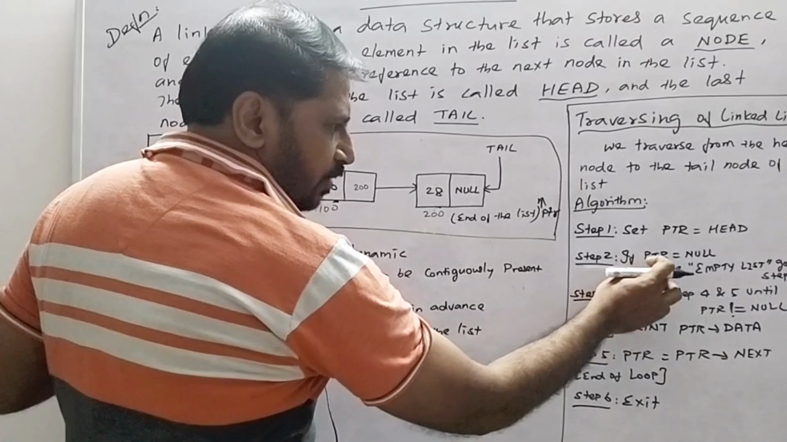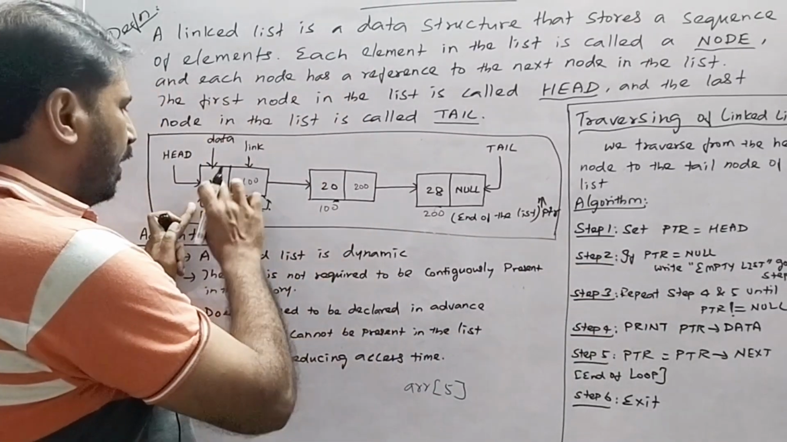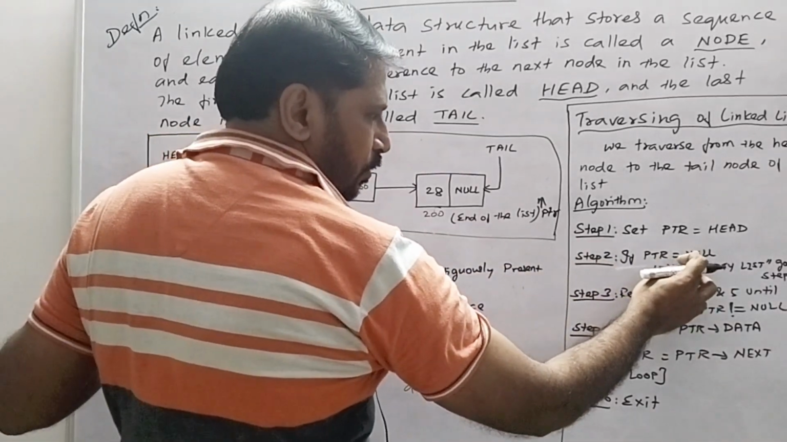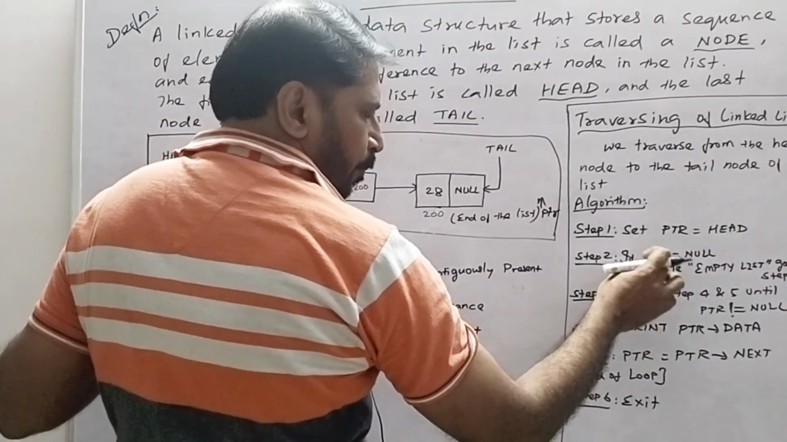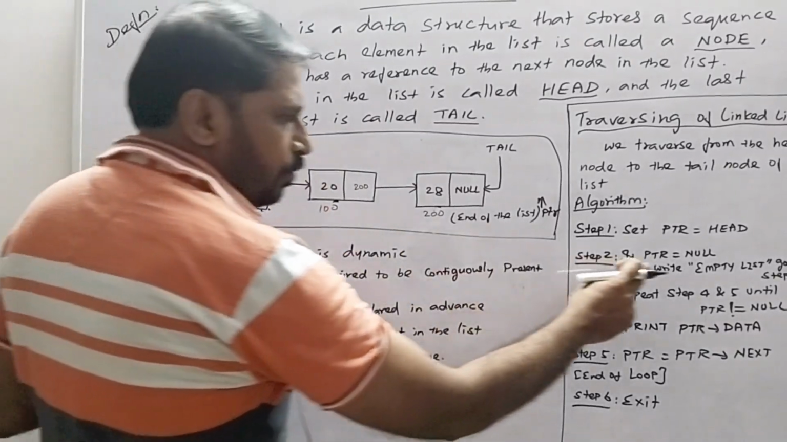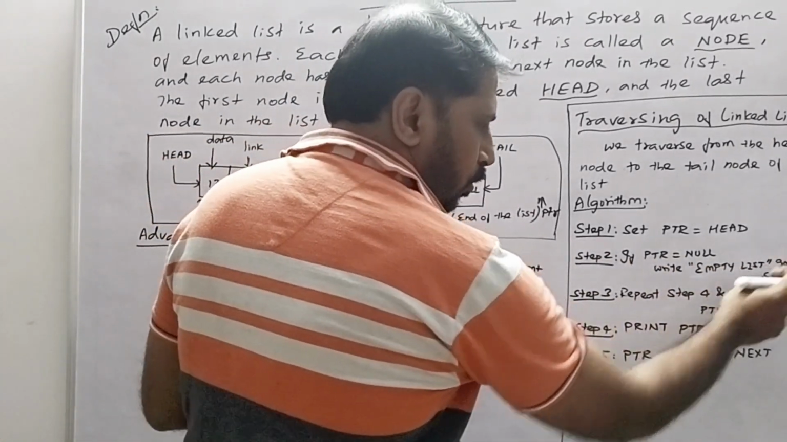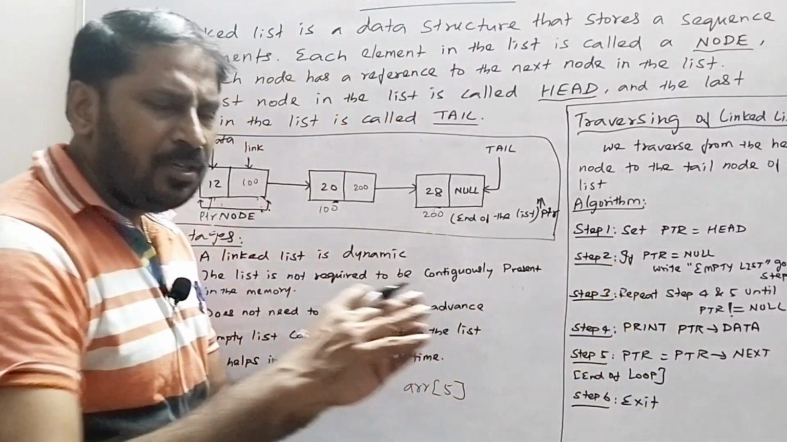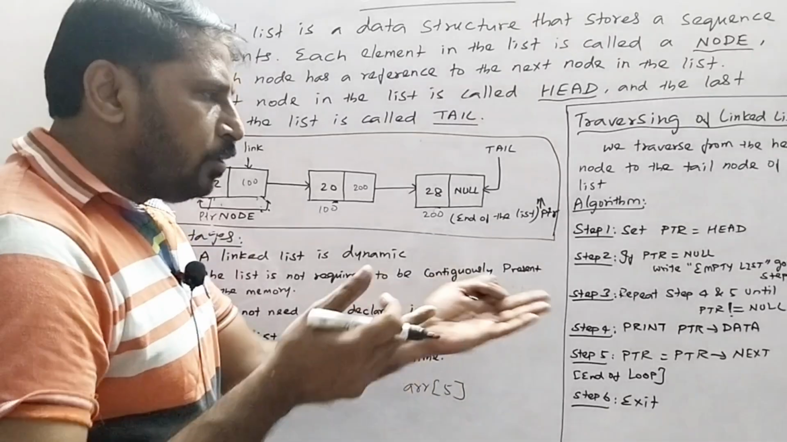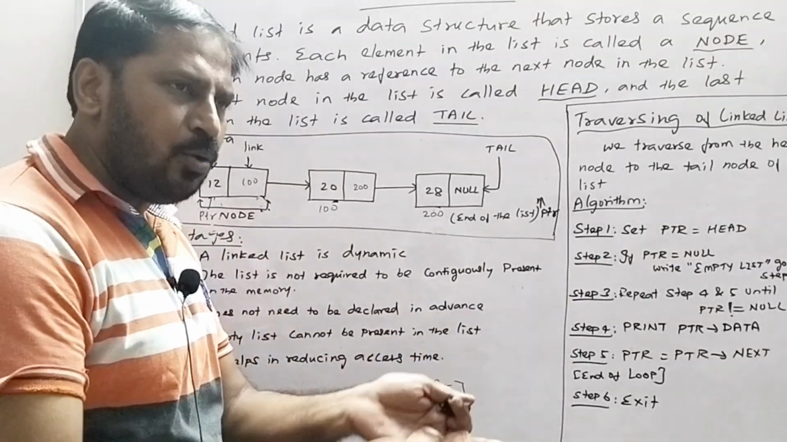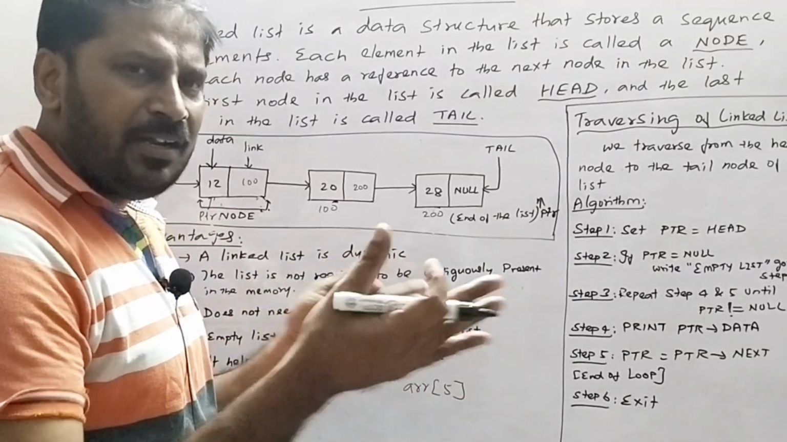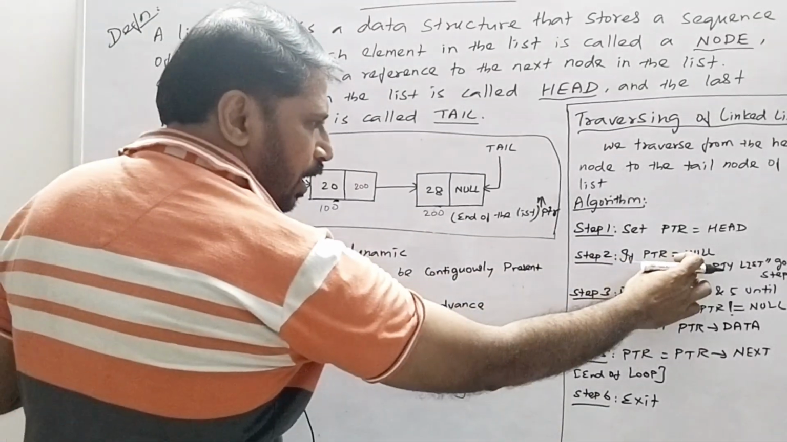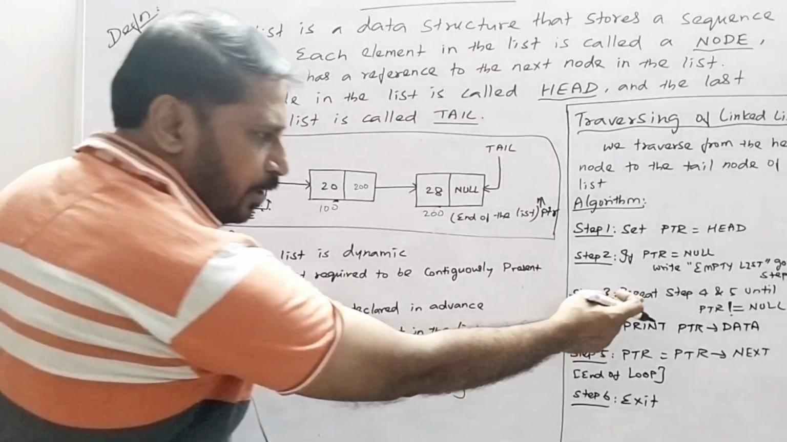After that, we check if pointer equal to null. Here the pointer contains a value, so it is not null, and we come to the third step. Suppose it is null, then we write empty list and go to step 6. Step 6 is exiting the process, because the first node itself is empty, so we are unable to traverse any node because the linked list is empty. In the current scenario it is not null, so we come to step 3.